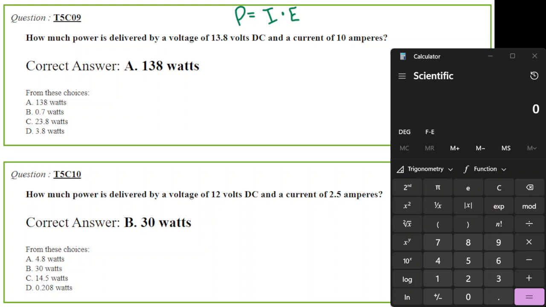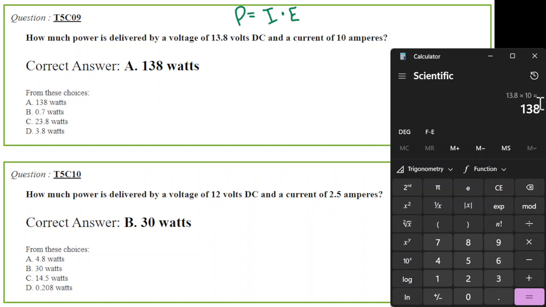Well, if you look above that, I have P equals I times E, pi. Well, all we have to do is multiply the voltage times the current. So E is voltage, so we have 13.8 times 10 amperes. Now you could probably do this math in your head. That's 138 watts. Bam! There's our answer right there.